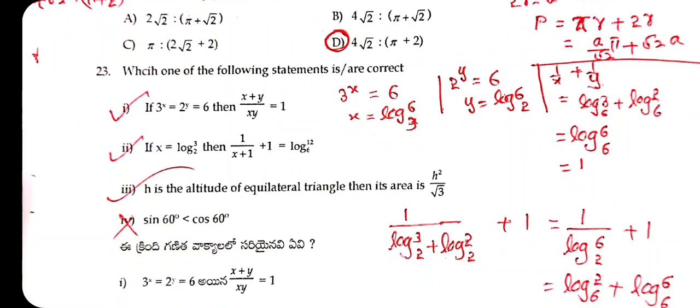So 1 by x means what? This reciprocal will be changed. So log 3 base 6 plus log 2 base 6. Log a plus log b is log ab, so 3 2s are 6. Log 6 base 6 is 1. So that is what they have given. They also got the answer 1. We also got the answer 1. So the first one is correct.